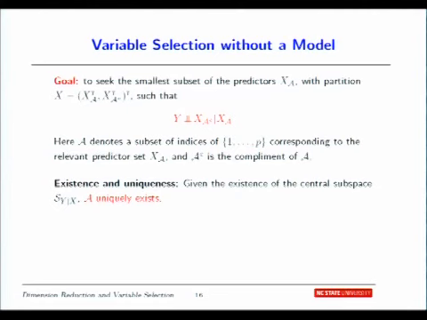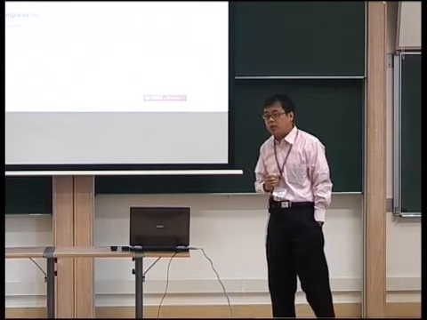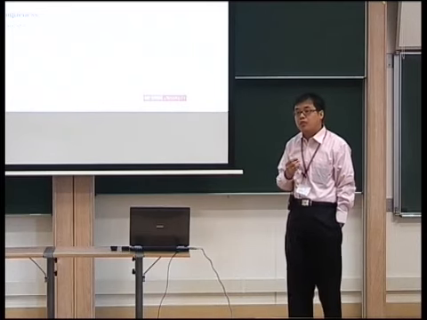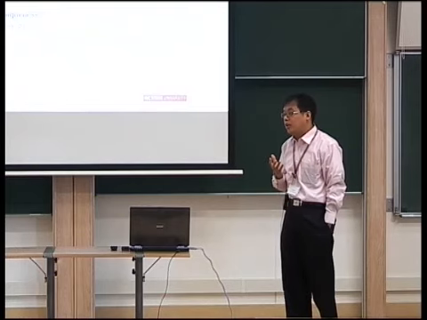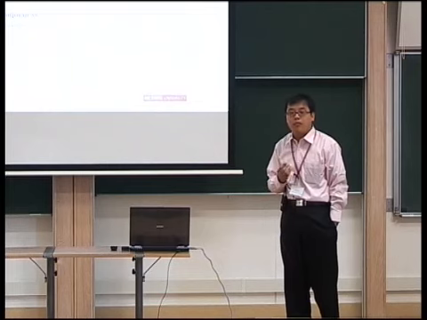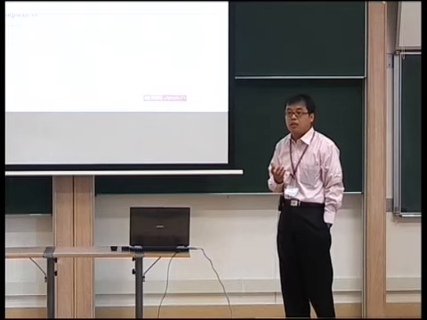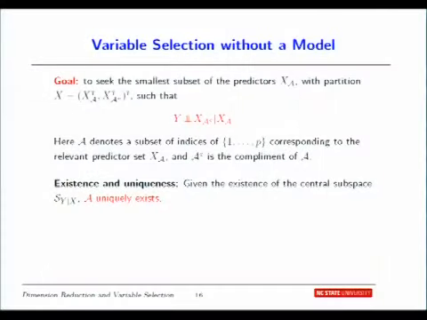Then recall the goal here is we want to do variable selection, and as I mentioned earlier, we do not impose any traditional model. So we do need to be a little bit careful here to say what I mean by variable selection without any traditional model. So here is a more rigorous definition of variable selection without a model. That is, we want to partition my predictor vector x into two parts.